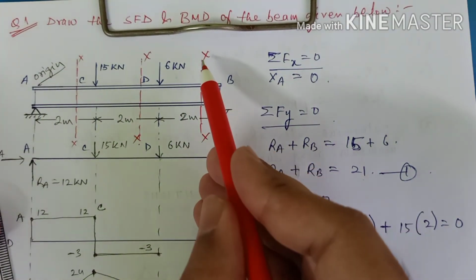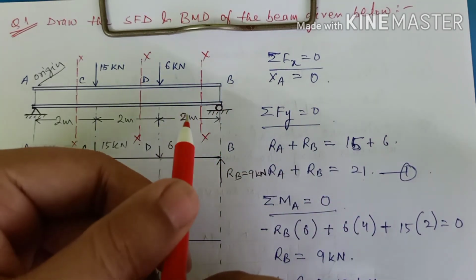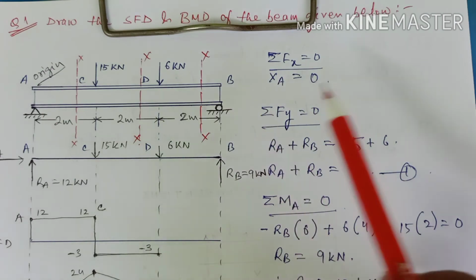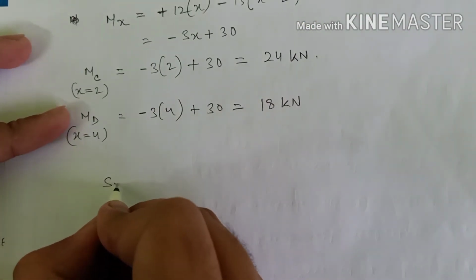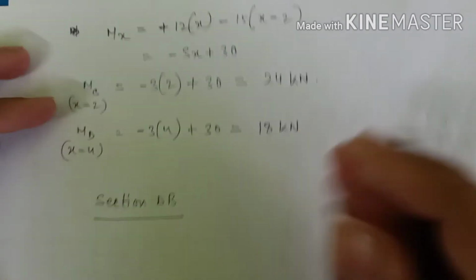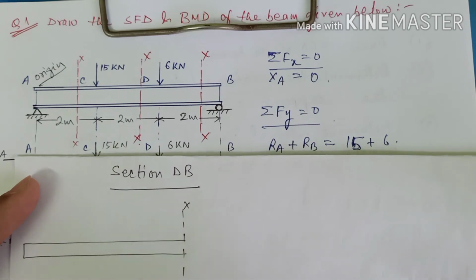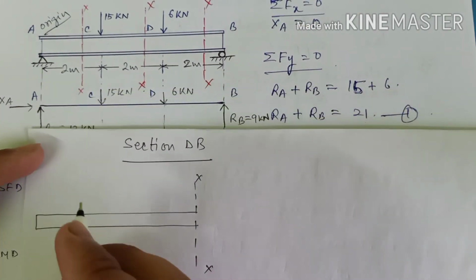So we have cut section XX in your section DB. Now let's calculate the value of shear forces and bending moments. So I will write here section DB, right? So guys, this is our section DB. Now let us write the forces.